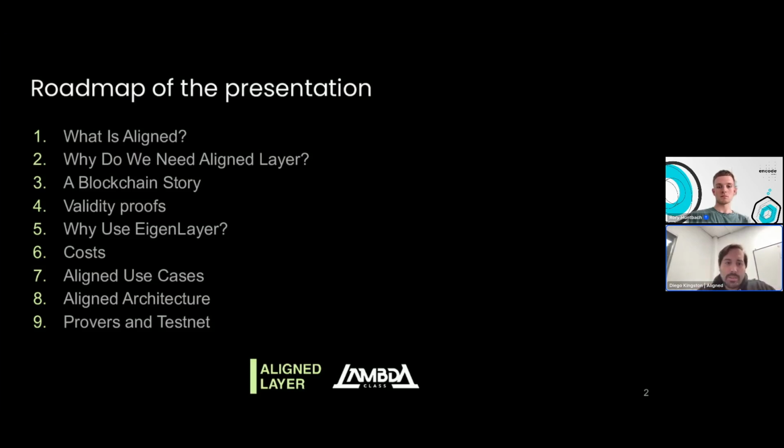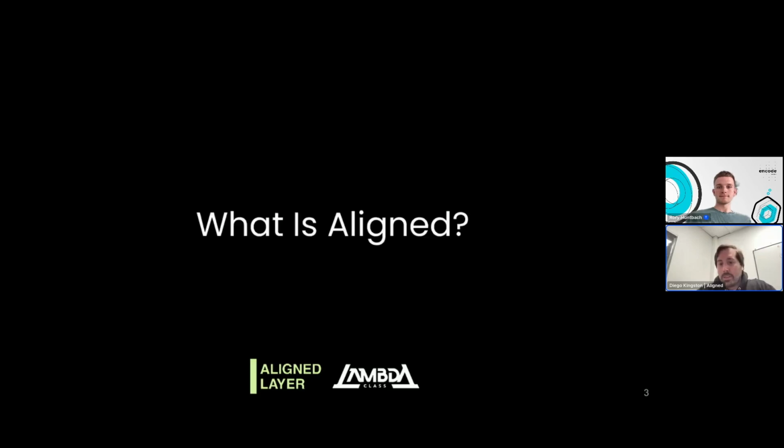Then we are going to jump on, okay, why did we decide to build this on top of EigenLayer? Discuss a little bit the costs of verification, some use cases, talk about the current architecture that we have in the testnet, and then comment a little bit on the provers and the testnets so far that we've been building. If you have any questions or anything, please feel free to write in the chat, and then we will have for sure some space for questions.